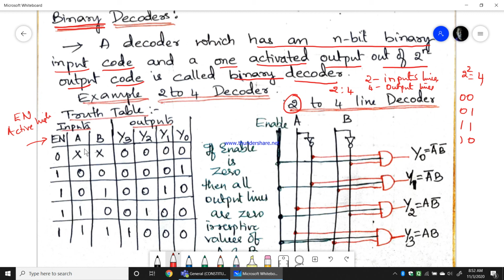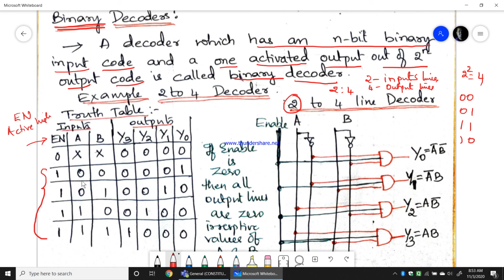Now if I need to consider the A and B values, I should see to it that this enable pin is activated. So for that reason, if I give 1 to enable, then that enable pin is activated. Now for all 4 values of AB, if the A and B input lines should be considered, enable should always be 1. Only if EN is 1 will the A and B values be considered, and the respective output line will be selected as an output.